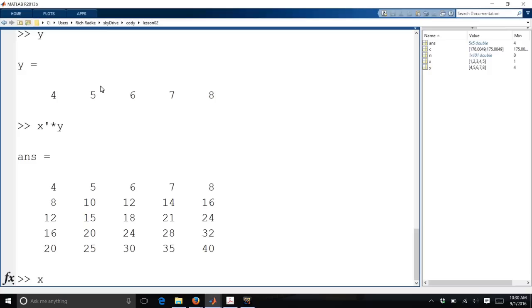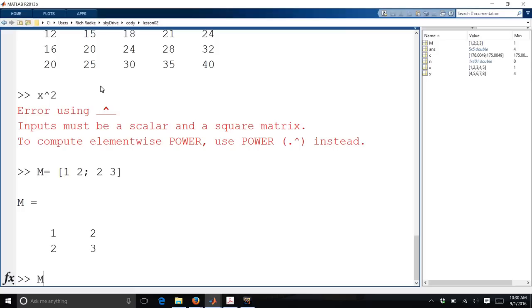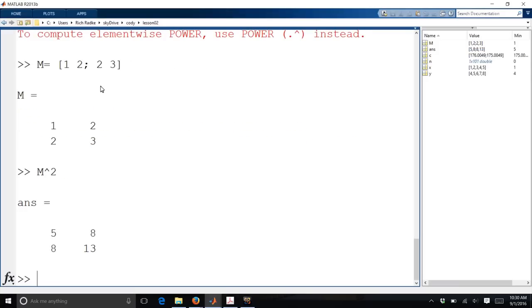Same thing if I try to do x squared, right? It gives me a complaint that says you can't square a vector, which is true, right? I can only square either a number or, more generally, a matrix. So if I have a matrix like this, and if I want to separate rows of a matrix, I use a semicolon, right? If I talk about m squared, I can do that because I can multiply that 2 by 2 matrix by itself, right? But this is obviously not the same as multiplying things element by element.